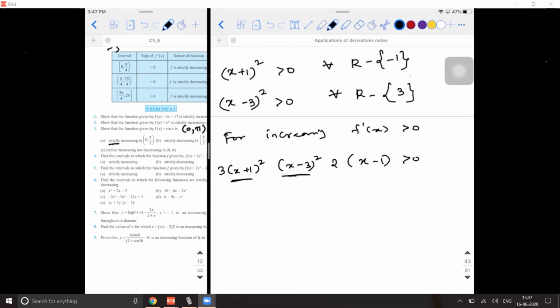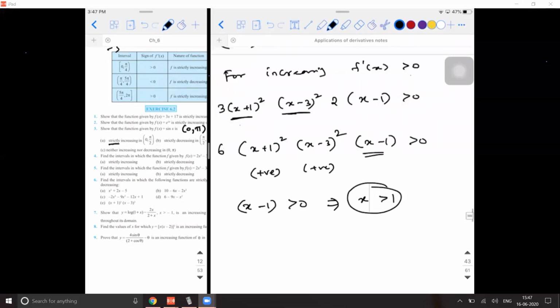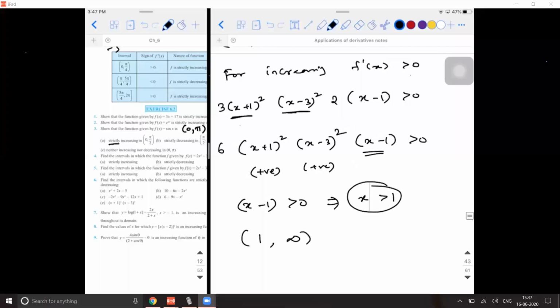So observe. (x plus 1) the whole square into (x minus 3) the whole square into 2 of (x minus 1), that is going to be 6 into (x plus 1) the whole square into (x minus 3) the whole square into (x minus 1) is greater than 0. When will this value be greater than 0? This is already positive. This is already positive. Only this has to be positive. So if x minus 1 is greater than 0, then I can say it is an increasing function, which implies x is greater than 1. If I write the answer as 1 to infinity, I'm saying it is wrong. Why?